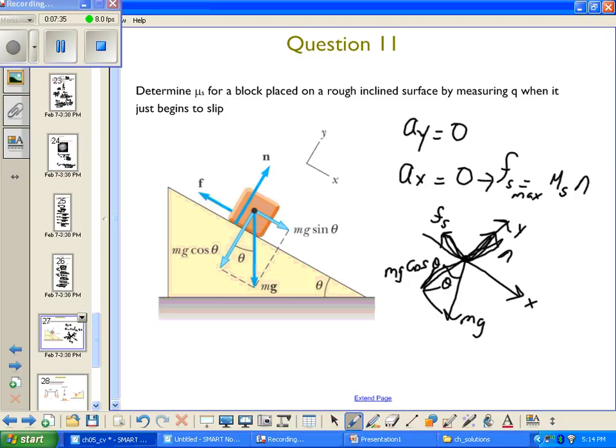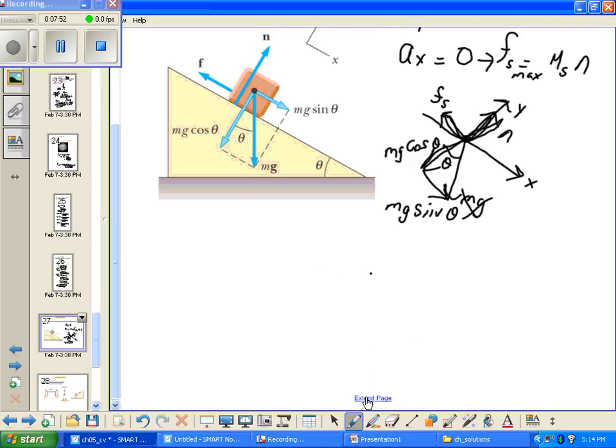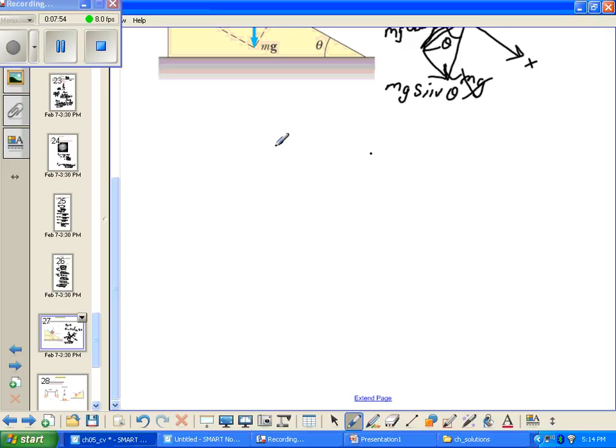And we've got the component of mg that is parallel to the incline, mg sine theta. We no longer need to make use of mg because now we have the components. Okay. Newton's second law.